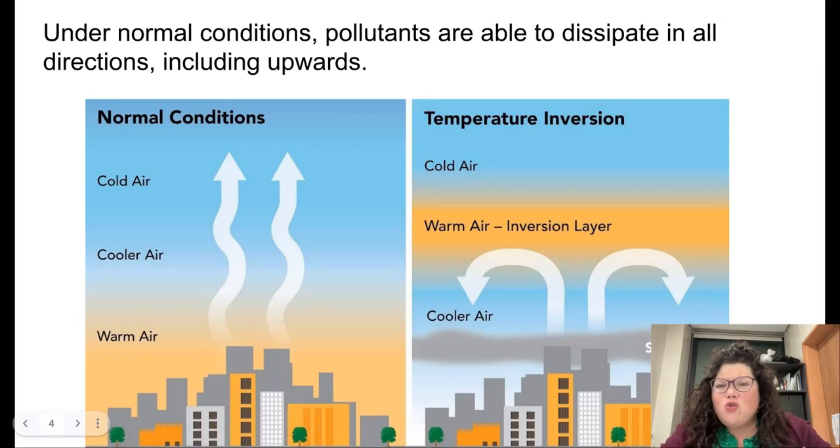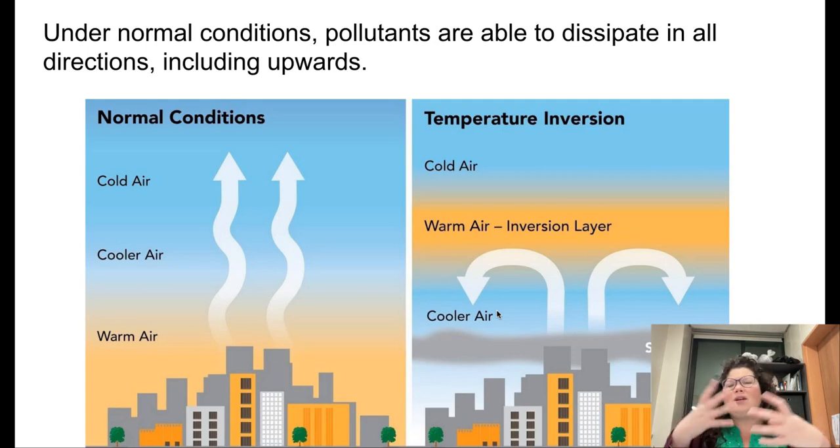So as I mentioned, under normal conditions, pollutants can dissipate up because this less dense air can move up. However, during our inversion, this warm air is that cap, that inversion layer. And now this polluted air that is cooler just gets tossed around and around. And so then we're not getting rid of these pollutants, we're just increasing them.